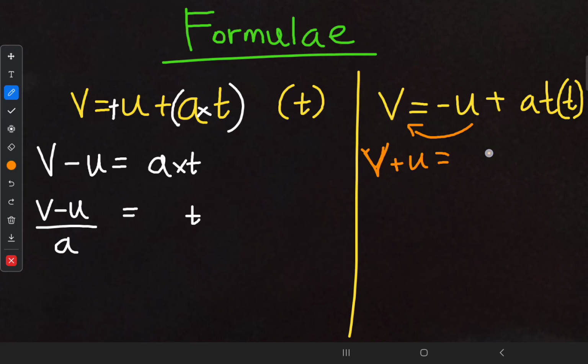V plus u equals A times T. So both of these are in a multiplication relationship, no? So when we need to subject T, V plus u should be divided by A.